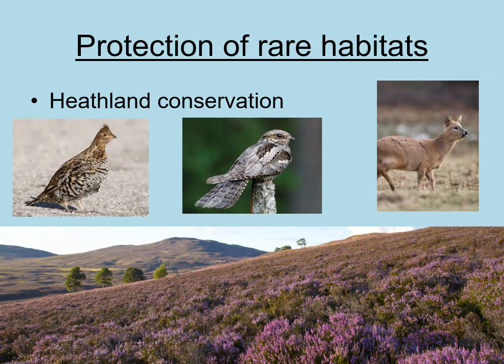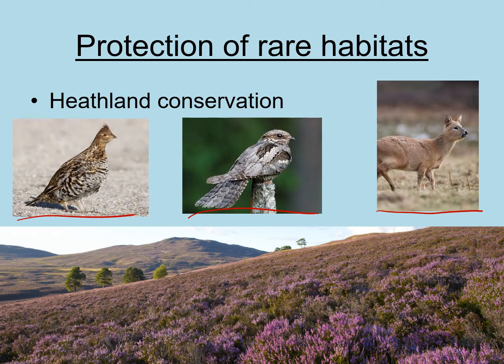So the next thing we're going to look at today is the protection of rare habitats, and for this part of the video we're going to be looking at heathland conservation. So I've got some images of British organisms here, including a grouse, a nightjar, and I think that's a roe deer. These are all animals that need to live on heathland.